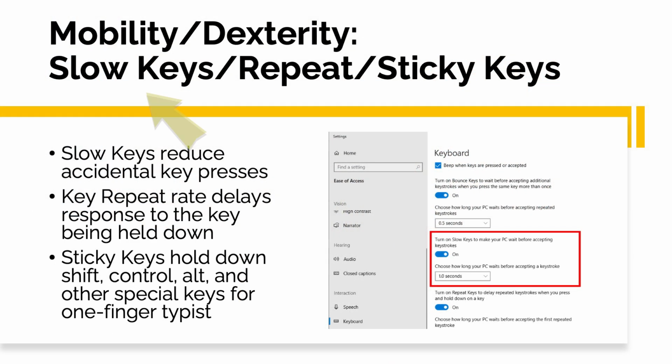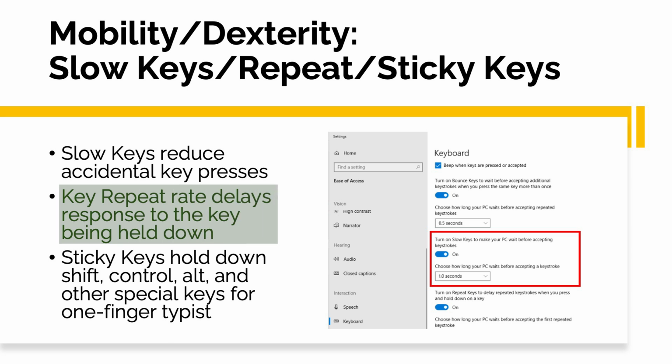Keyboard settings such as slow keys, repeat keys, and sticky keys can aid users who have difficulty using the keyboard. For example, activating the slow keys feature can reduce accidental key presses. When turned on, an individual has to press and hold a key for a longer period of time in order to activate the key. This is helpful for users who drag their hands on the keyboard or frequently bump the wrong key.